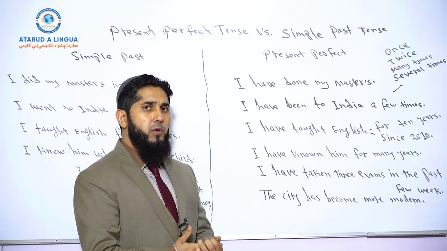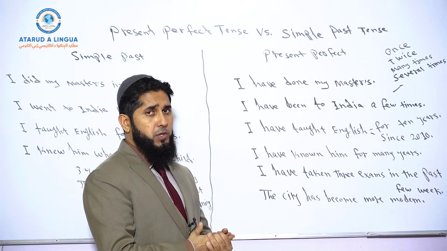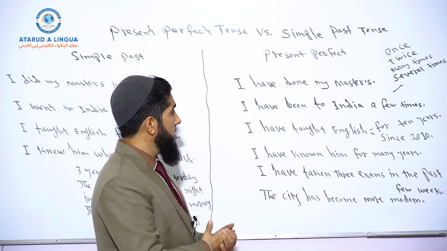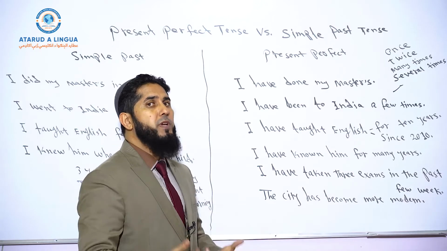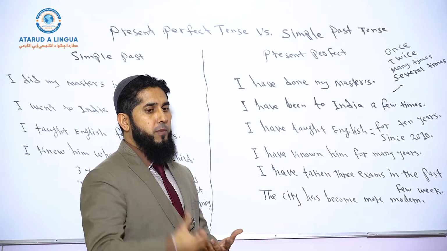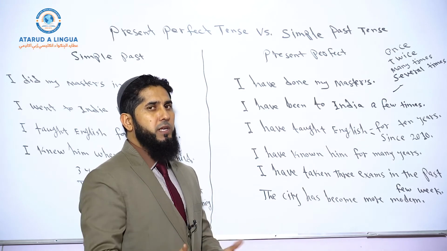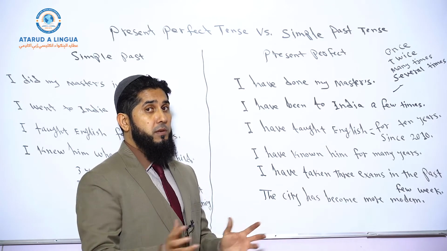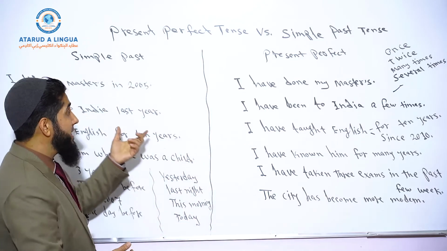If you want to talk about a repeated action in the past, try to use present perfect tense. I've been to India a few times. So when you talk about a repeated action that happened before now several times, a few times, or many times at unspecific times, use present perfect tense. So do not use simple past tense.